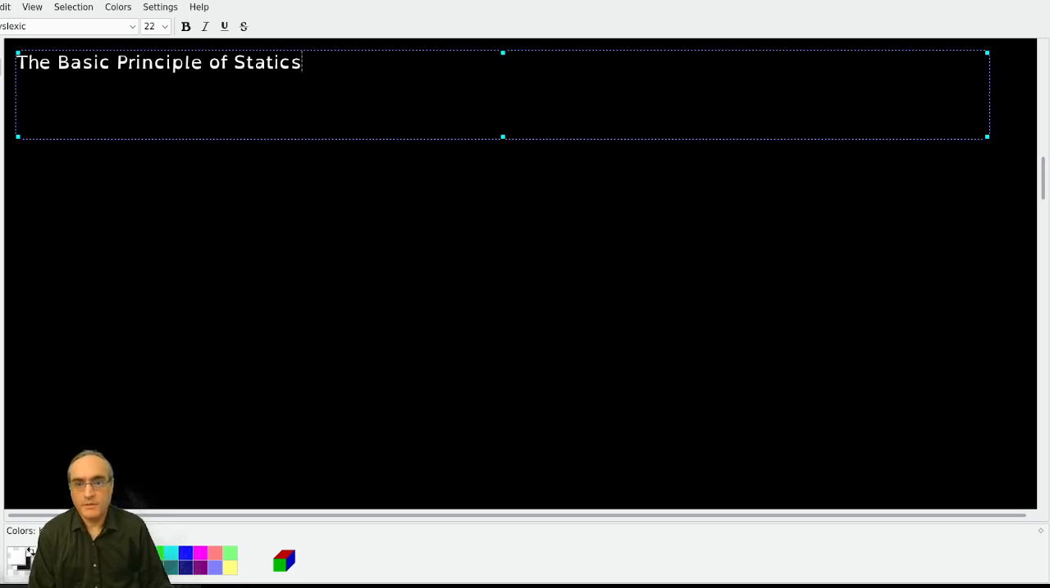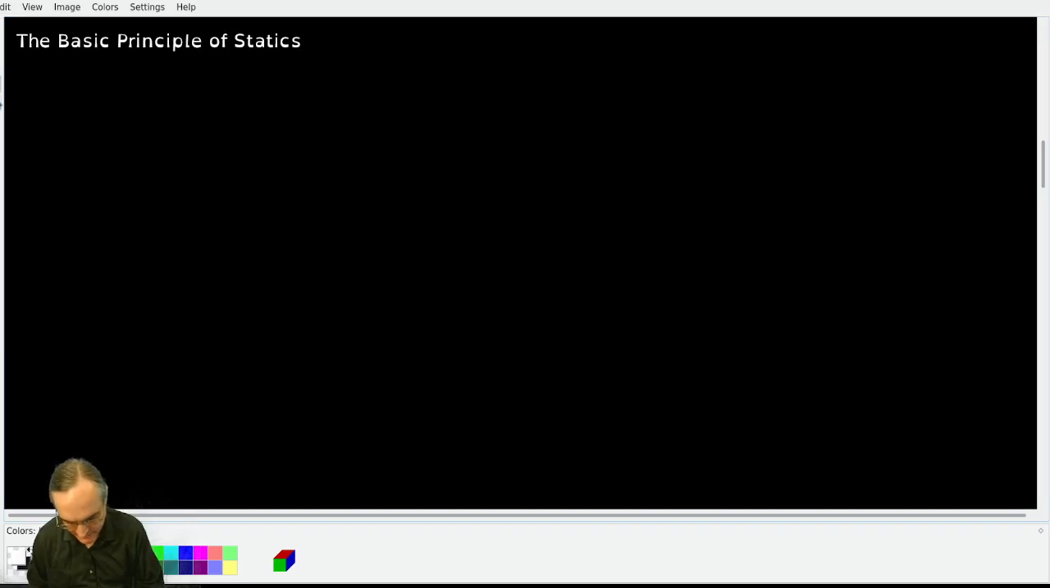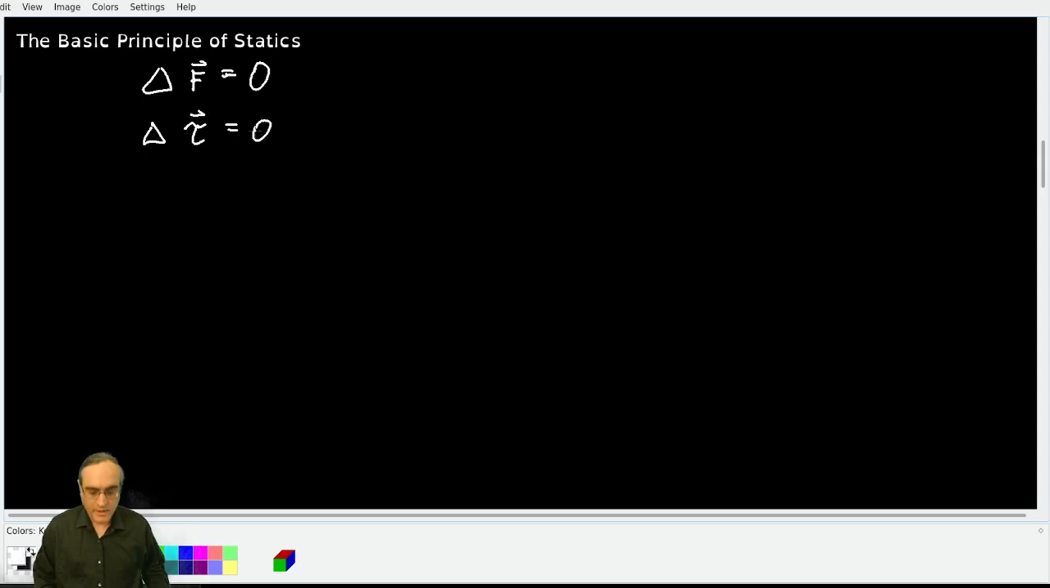Alright, I will have alluded to this in class, but the basic principle of statics is something that can be stated in a matter of just a handful of minutes, at most. It is simply that the sum of all the forces acting on an object must be equal to 0, and it's the vector sum, and the sum of all the torques acting on an object must be equal to 0. When those conditions are met, you are in static equilibrium. That's about it. Okay, there is more to it.